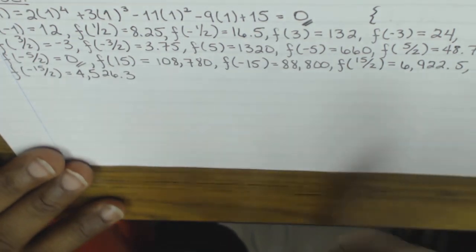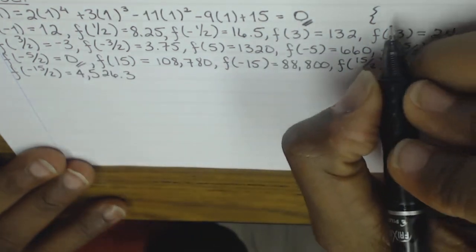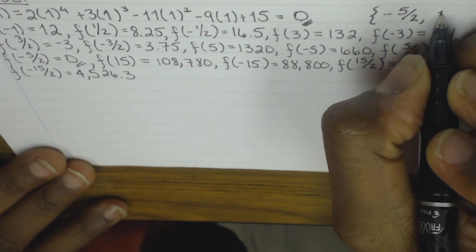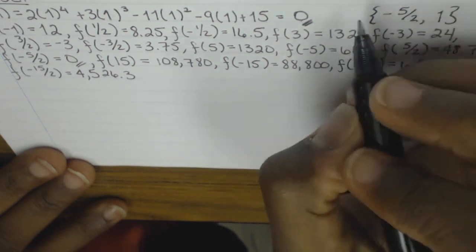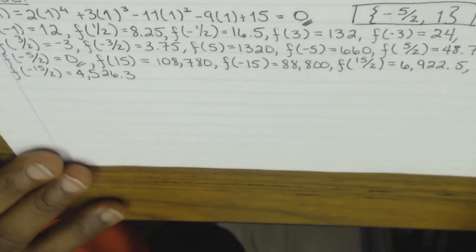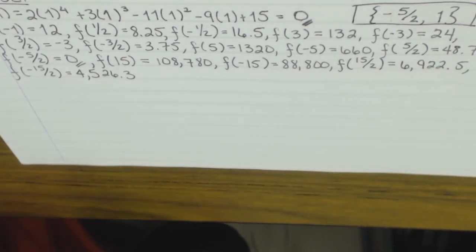So looking at this list, I only have 2 zeros, and those are my answers for my rational zeros. Negative 5 halves and 1. The other 2 answers are either irrational or imaginary.